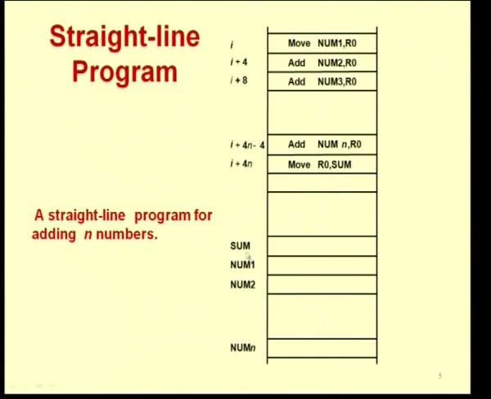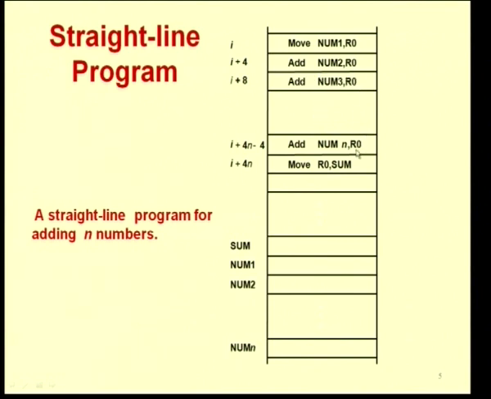up to num n, let us say. Then I would have instructions here, say starting from location I. The first instruction says move num1 to R0, and then add num2 to R0, add num3 to R0, okay, and so on. You would go on adding all the n numbers which are available at locations 1, 2, 3 and so on. First value is moved and then the rest of the values are all added to that register.